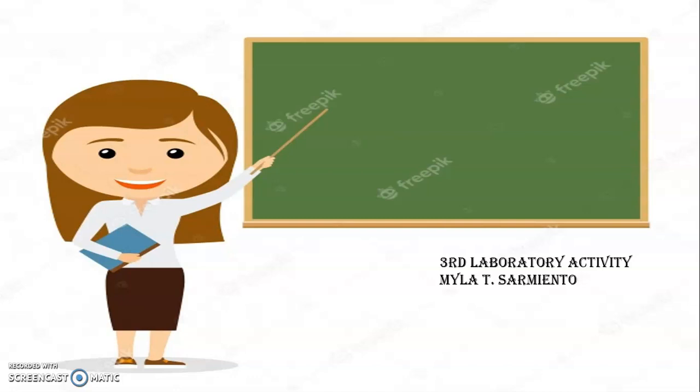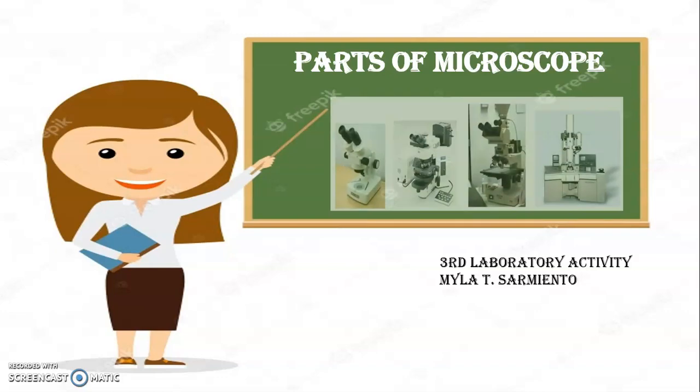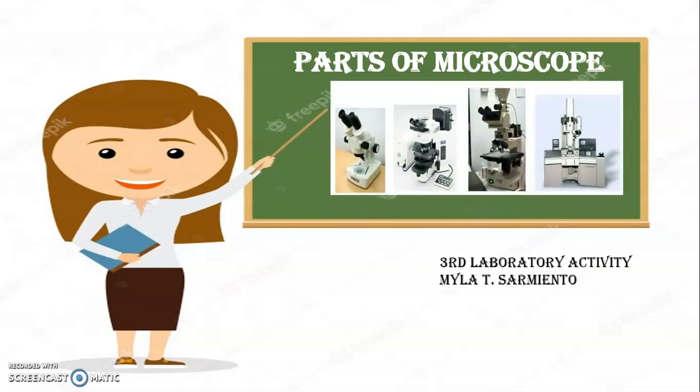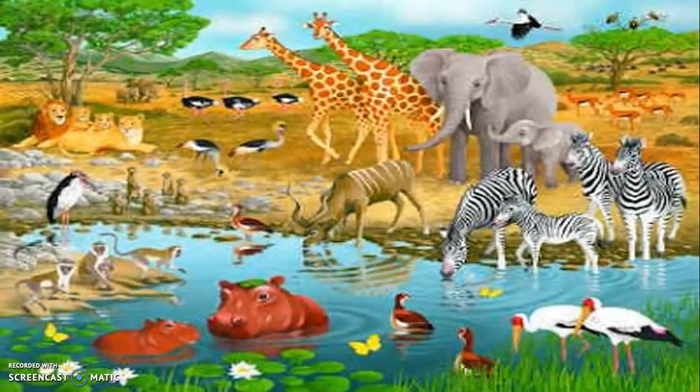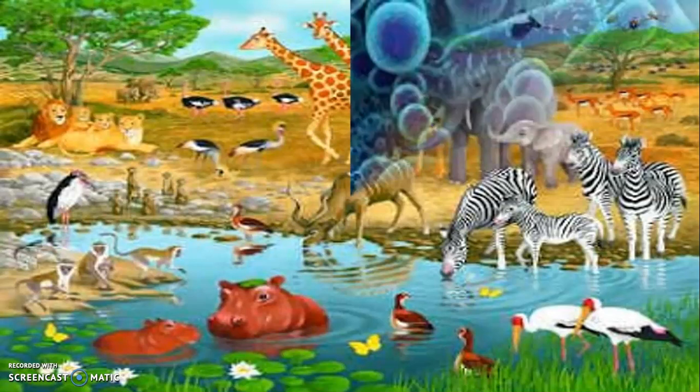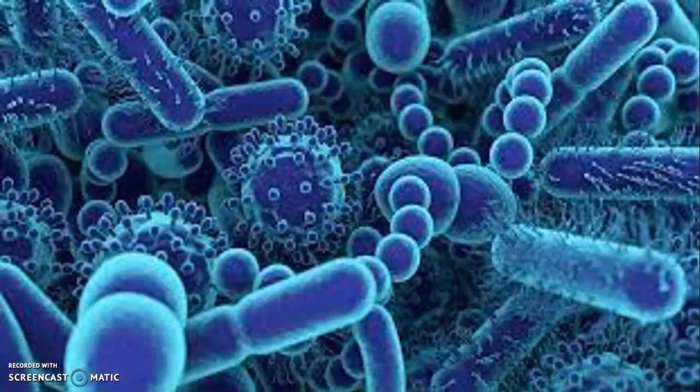In this video, we will learn about the parts of a microscope. So let's start. You know that in our ecosystem, there are many living things around us. Some living things are quite big, while the others are small. But did you know that there are living things which are even smaller that we cannot see with our naked eyes? Yes, that's right. And to see them and understand their nature and characteristics, we need a special instrument like the microscope.